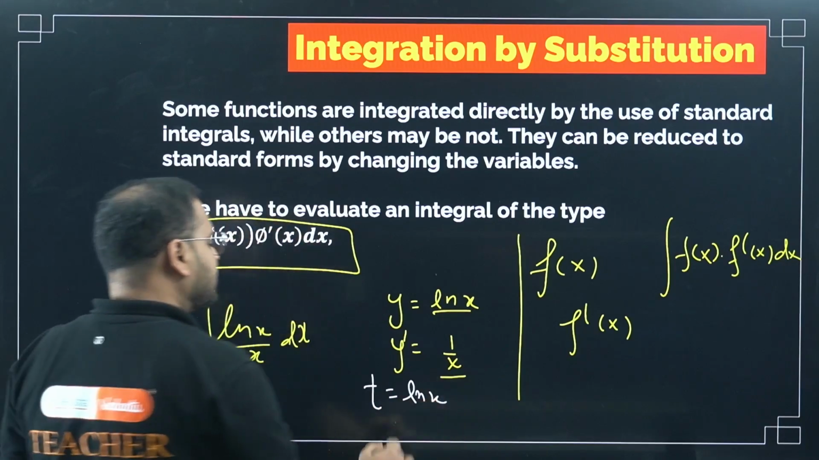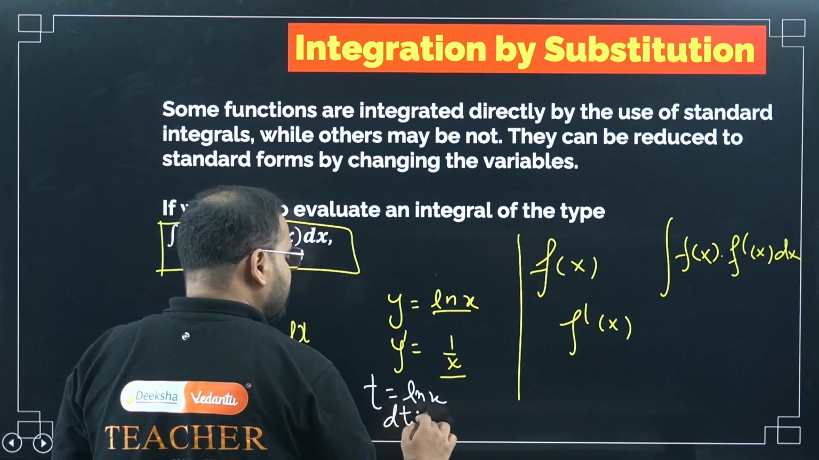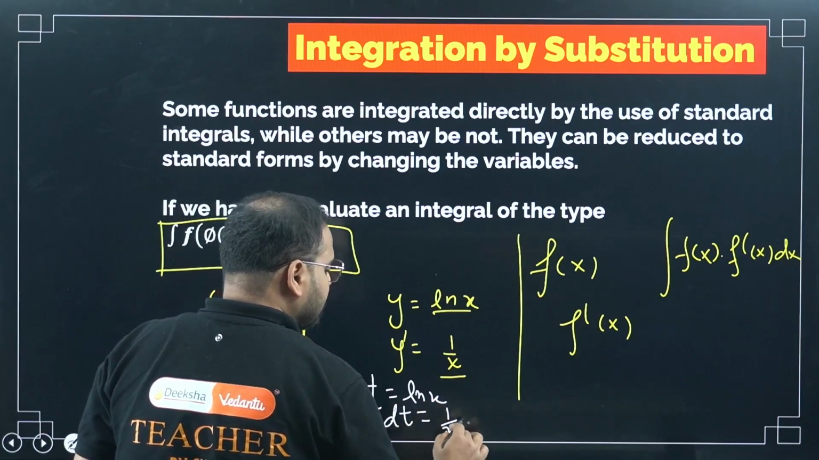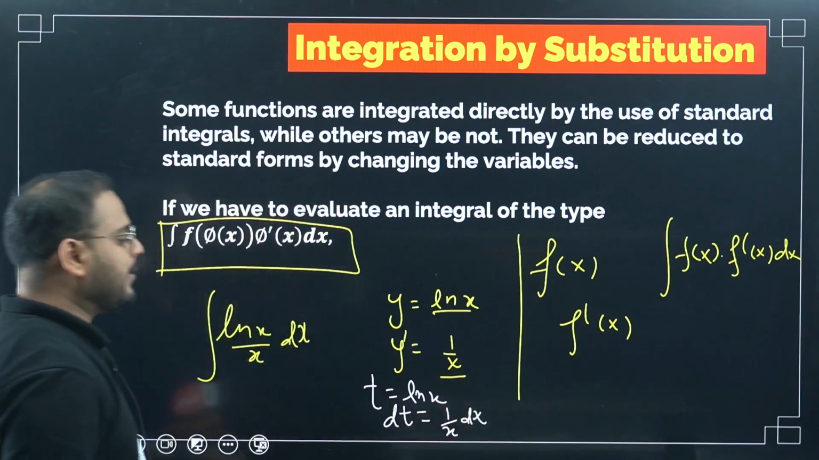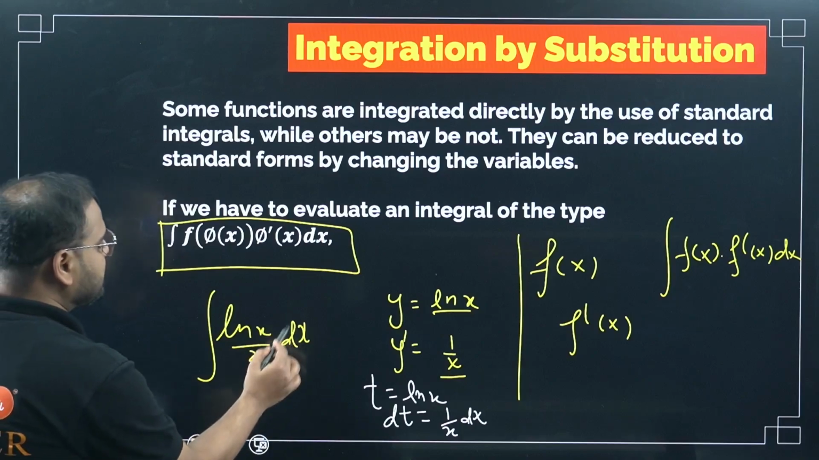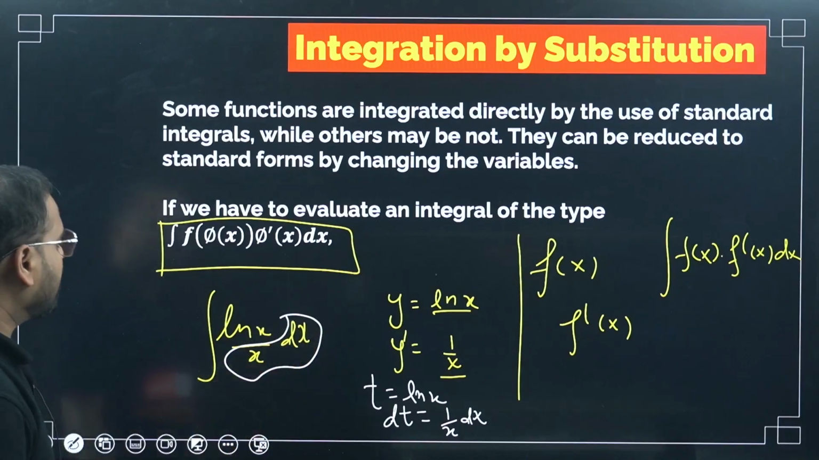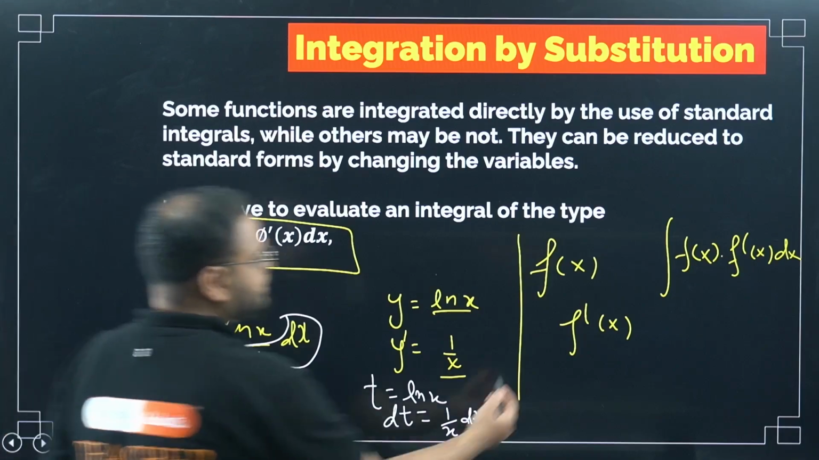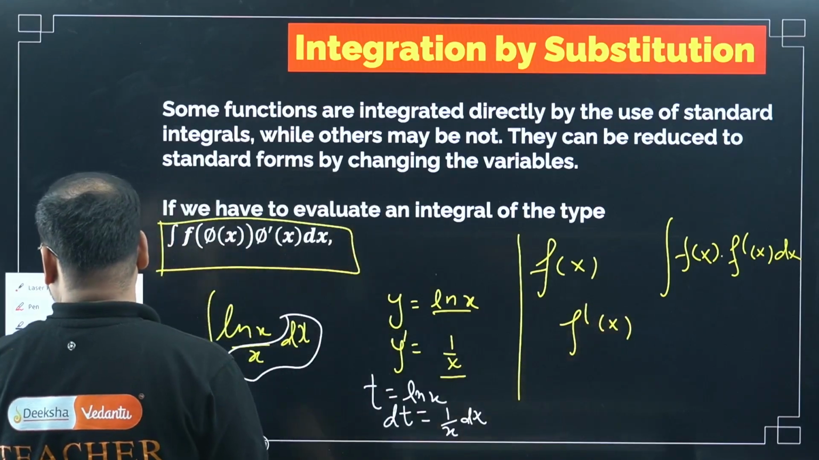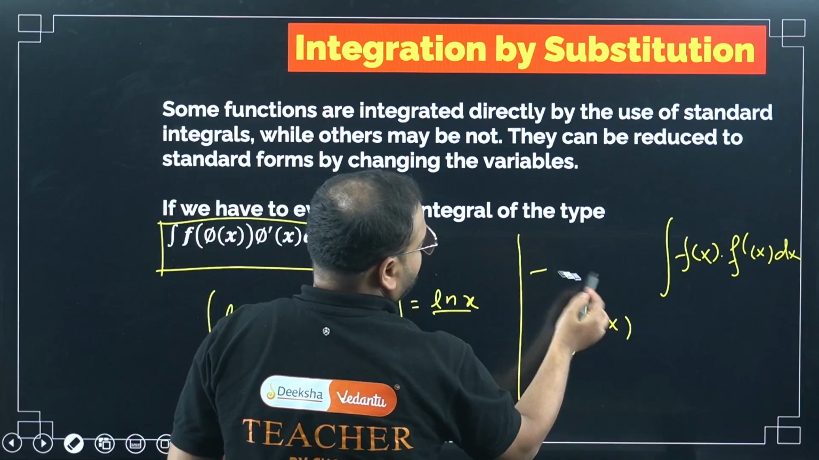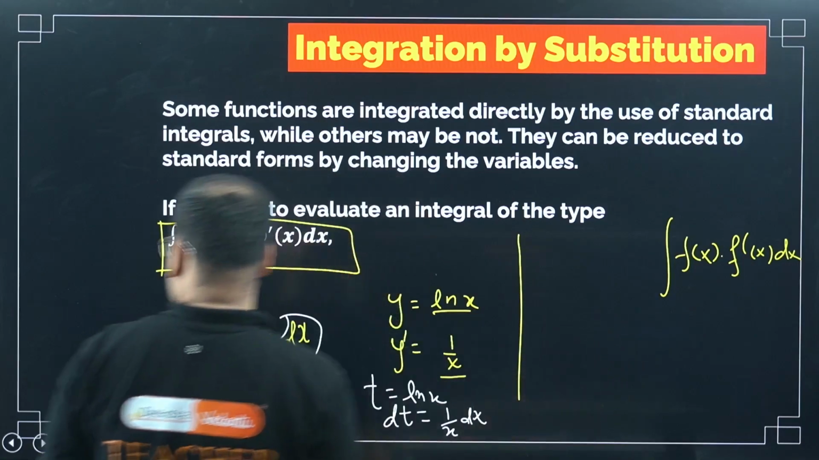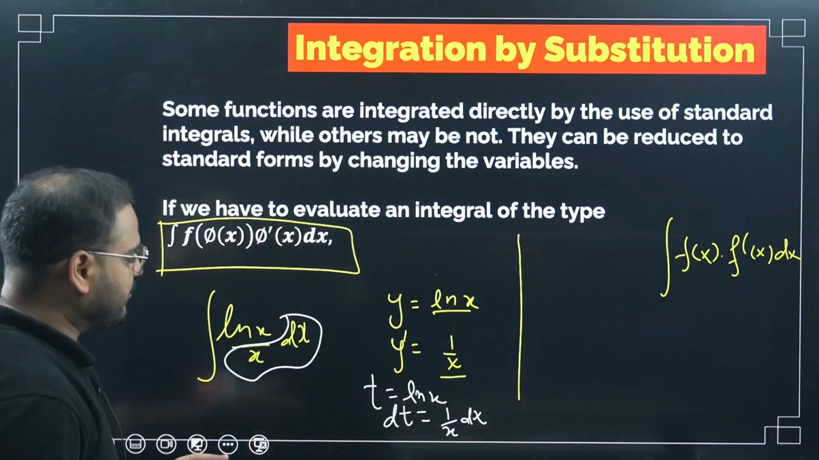Then what is my derivative? Simply my dt will be 1 by x dx. So I can take this part and rewrite it. I'll erase this extra information. I'm taking one example and solving it for you.